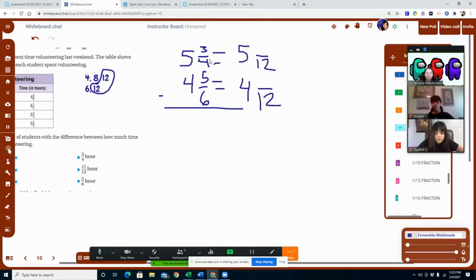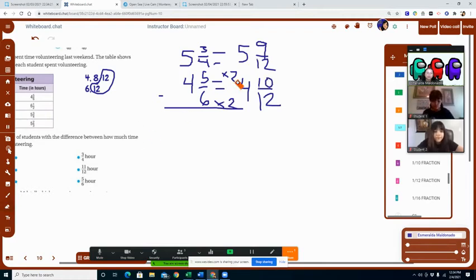So now let's start with the top number. 4 times what number equals 12? 3. 3 times 3 is equal to 9. Okay, and now we're going to do the same with the bottom one, right? 6 times what number equals 12? 2. So if I multiply the denominator by 2, I multiply the numerator by 2. 5 times 2 is equal to 10.